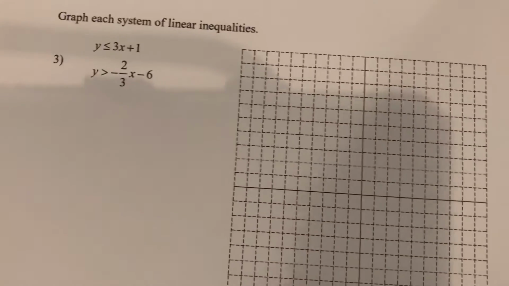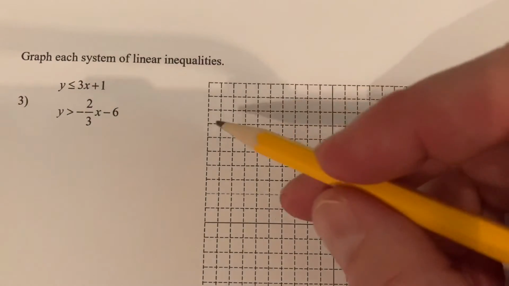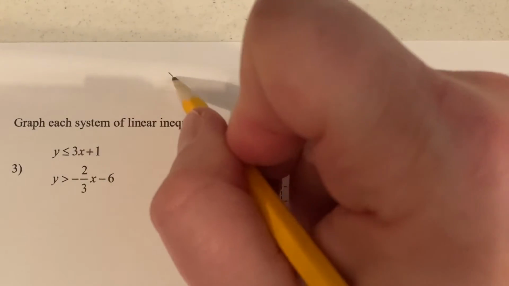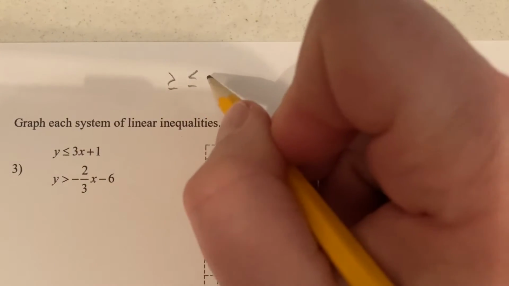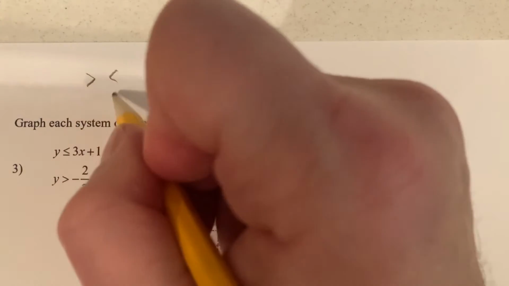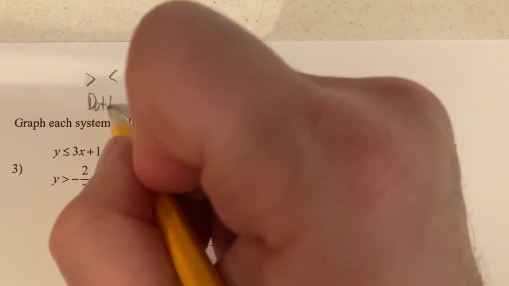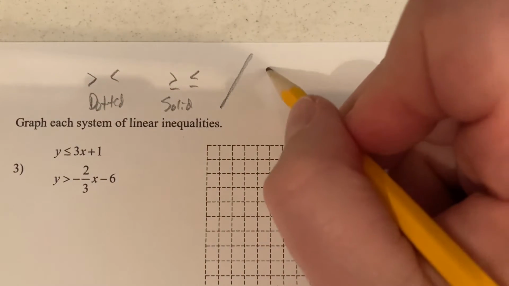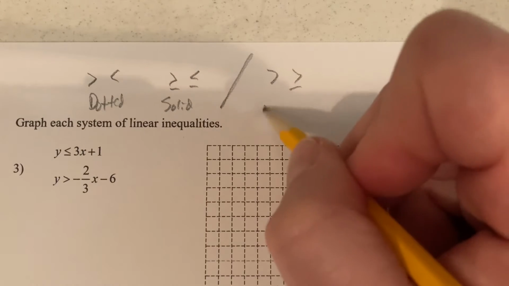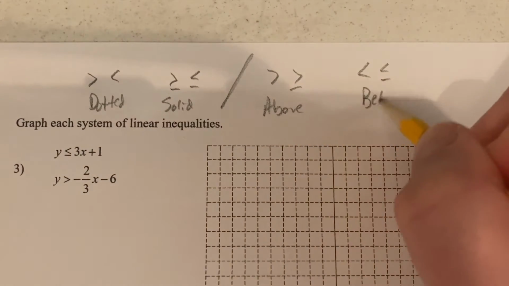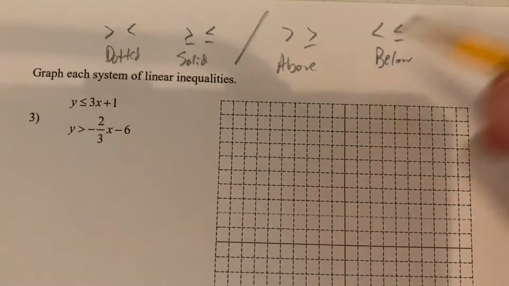Then we get these systems of linear inequalities, and what we want to do is do what we've done before. So what we remember from before is that if we have equal to, we make a solid line. If we have just greater than or less than, we make a dotted line. So that's like 1/2 of this. And then the other half says if it's greater than, we shade above, and if it's less than, we shade below. Okay, so we got to keep that in mind.